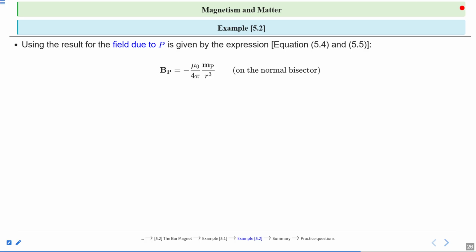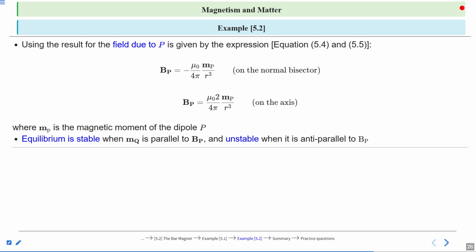Got it? And the above expression is for the normal bisector. The magnetic field on the axis of this P, along this magnetic dipole moment, is given by BP equal to mu naught 2 MP upon 4 pi r cube. That is the magnetic field on the axis, where MP is the magnetic moment of the dipole P.